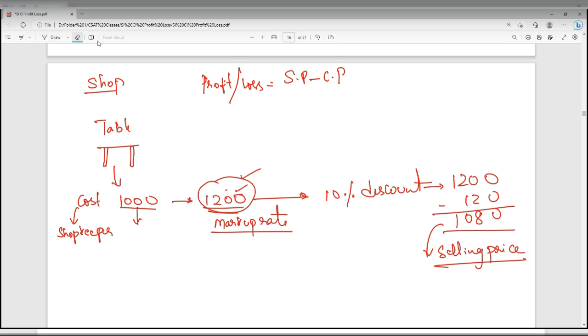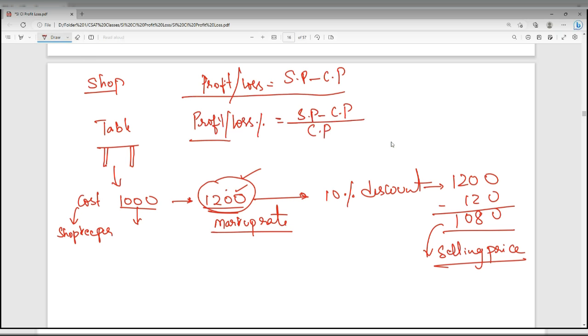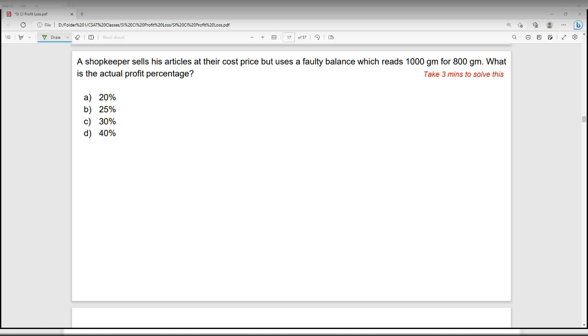So profit or loss is selling price minus cost price, and the profit or loss percentage is given by selling price minus cost price upon the cost price. So this is the profit or loss percentage. This is just profit or loss, and this is profit or loss percentage. While you are calculating the profit or loss percentage, you have to divide it by the cost price. The questions in the concepts will be more clear.